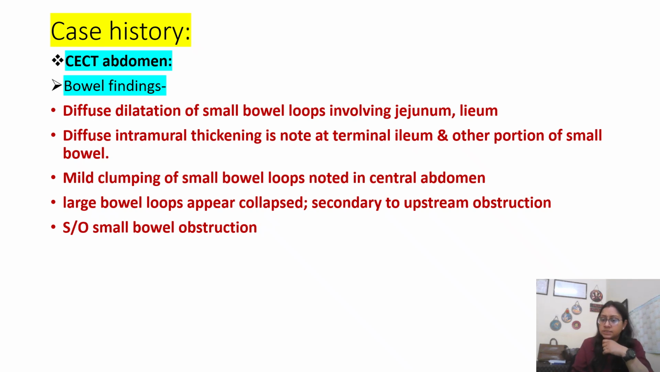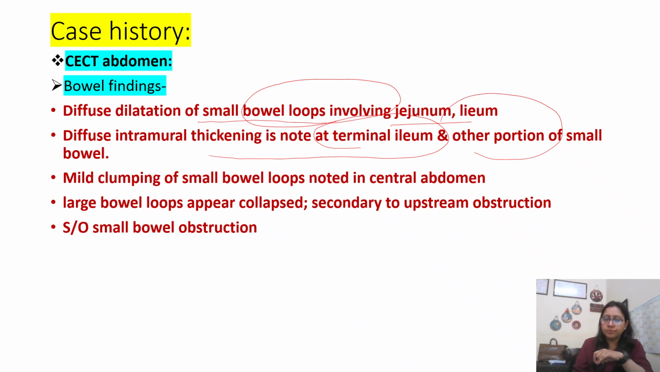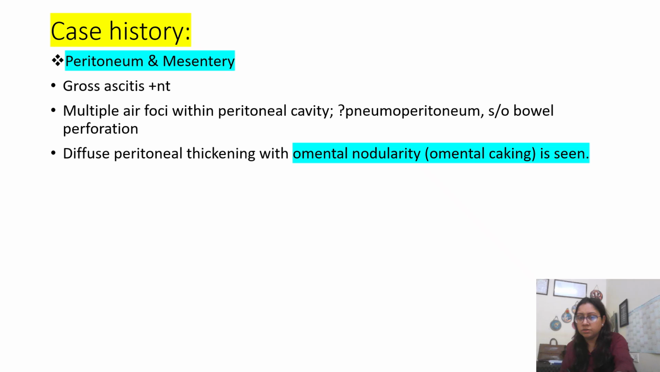And when we saw the CECT findings, the two main pathologies were in the peritoneal and bowel findings. The bowel findings showed diffuse dilatation of small bowel loops which involved the jejunum and ileum. Then diffuse intramural thickening was noted at the terminal ileum and obviously at other portions of the small bowel. Then mild clumping of small bowel loops was also noted in the central abdomen. Large bowel loops appeared collapsed, secondary to upstream obstruction. So overall these signs were of small bowel obstruction.